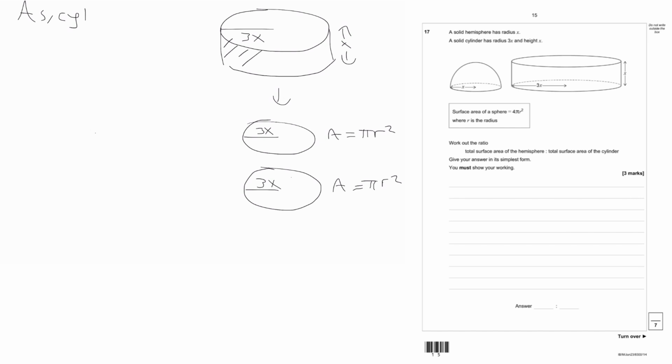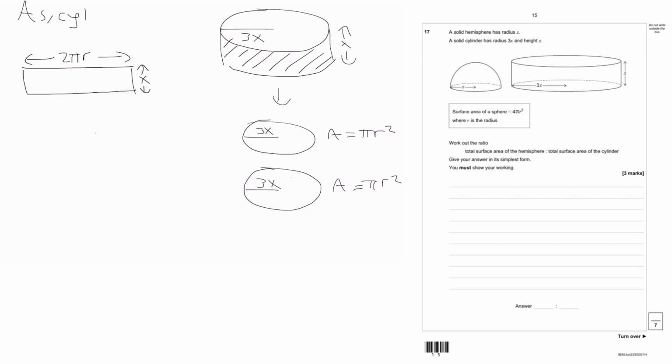Now, if we can imagine, if we were to unfold this, we would be left with a rectangle which has a height of x, and it's going to have a length. Well, the length is just going to be the perimeter of a circle. And the perimeter of a circle is 2 pi r. So in this case, it's going to have this length here, 2 pi r.